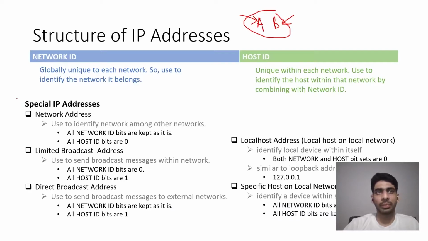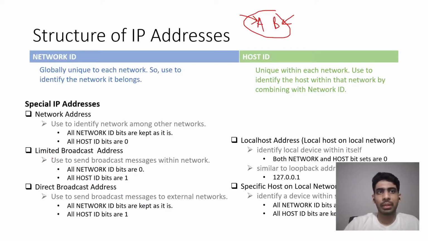First we have the network address. This network address is used to identify the network among other networks. This makes it possible to take any IP address and find which network that IP address belongs to. To make it happen, the network ID bits are kept as they are, and all the host ID bits of that IP address are changed to 0. That's how the network address of any network is formed.